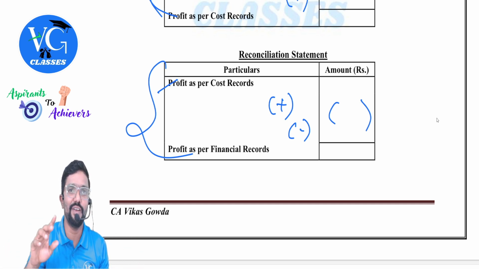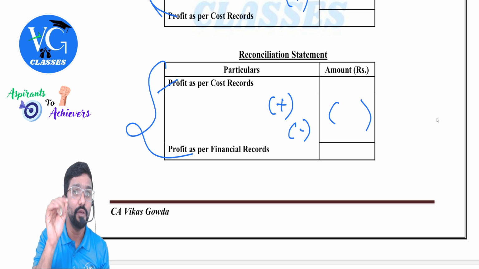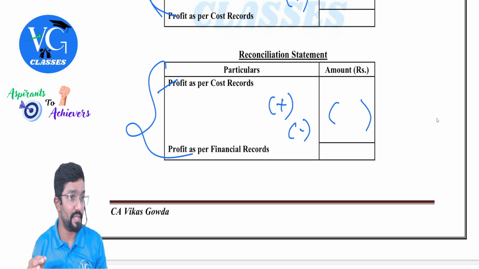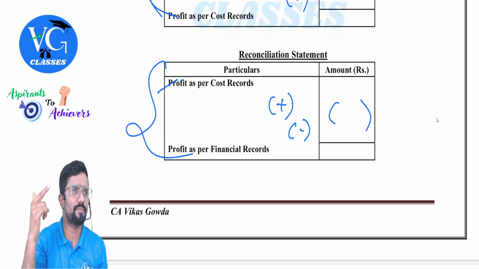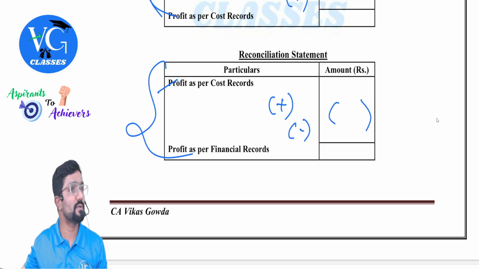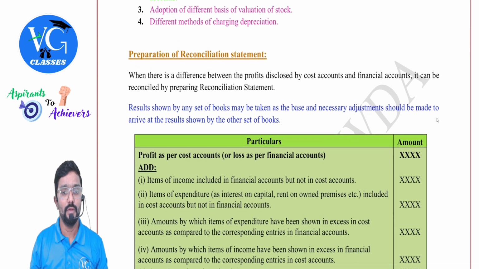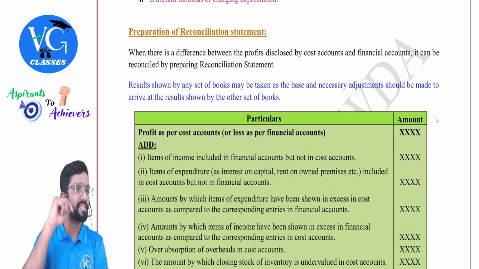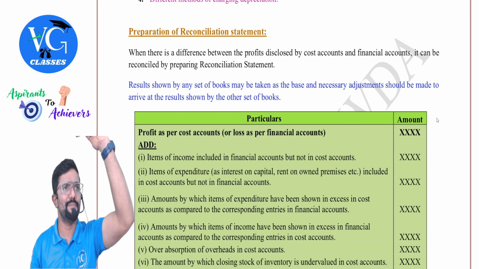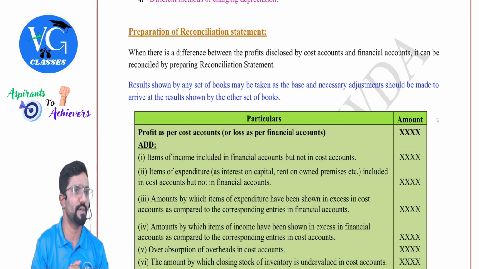If they have given any one profit, obviously you have to take that one. Or else sometimes they will give an instruction in the question: prepare a reconciliation statement by taking costing profit as a base, or by starting with costing profit. You have to start with it. Even though they have given another profit, please don't start with that. So reconciliation can be done in two ways, guys. One is through a reconciliation statement, which I showed you now. We will take one profit as a base, add a few items, deduct a few items, and at the end we will get the profit as per the other.